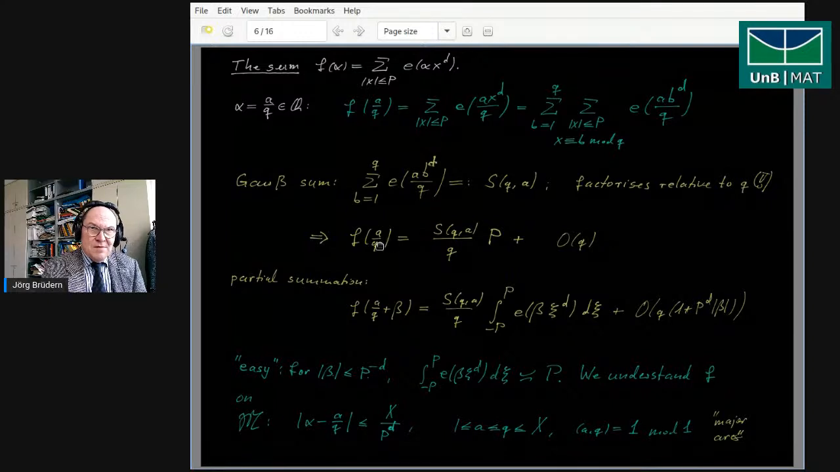at rational points. And one can easily use Taylor's theorem or partial summation to get a little bit away from this a over q. And one sees from the error term that I wrote down here, this error term still will be small if the shift from the rational number is no bigger than 1 over p to the degree, or maybe not much larger than this. So this suggests that f is roughly of size p, slightly corrected, as long as I stay away from the rational point at most like a small parameter x over p to the d.